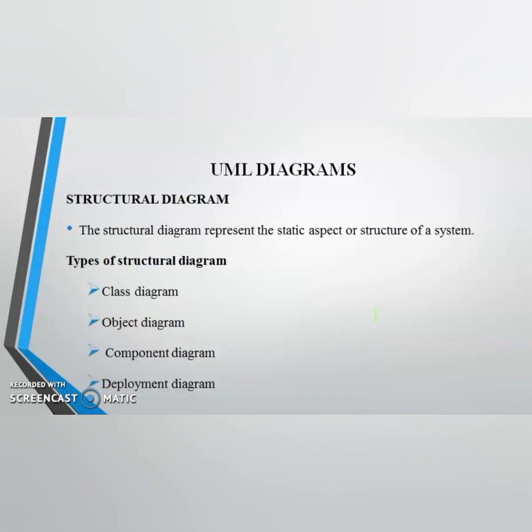First we see what is structural diagram. Structural diagram represents the static aspect or structure of a system. It means it represents the static vision of a system. There are four types that come under the structural diagram. First one is class diagram. Second one is object diagram, third one is component diagram, and the last one is deployment diagram.